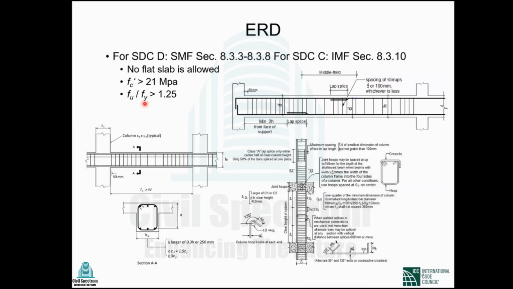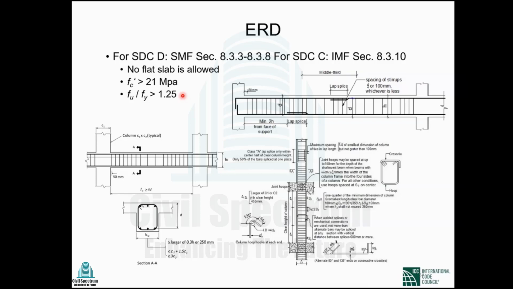The ratio of ultimate strength and yield stress of reinforcing bars must be more than 1.25, which is actually ductility class D, according to BDS EN, BDS ISO, ductility class D.